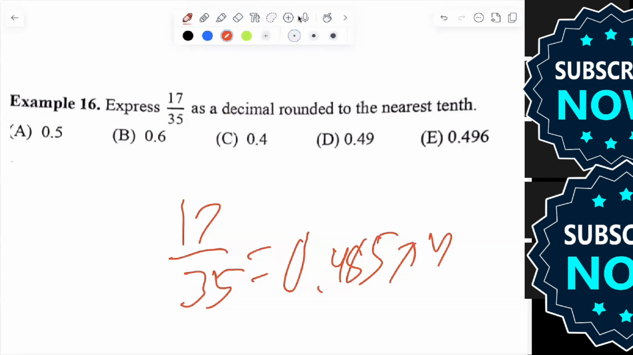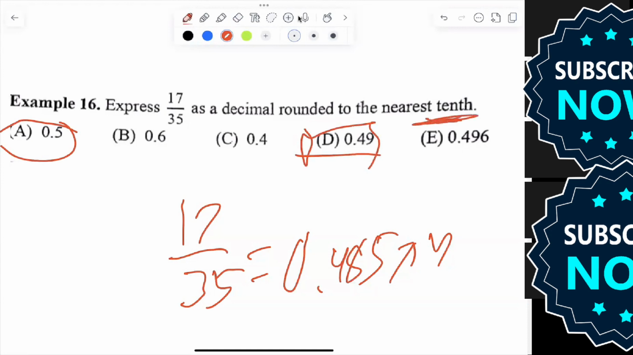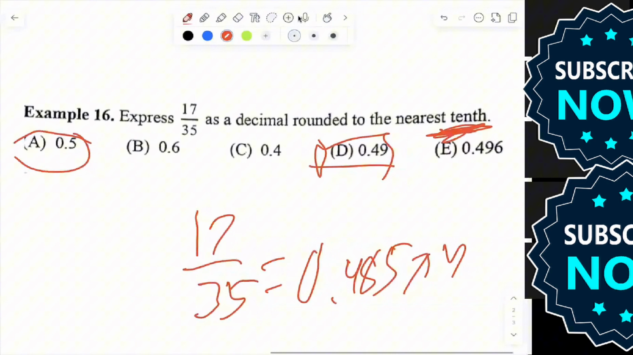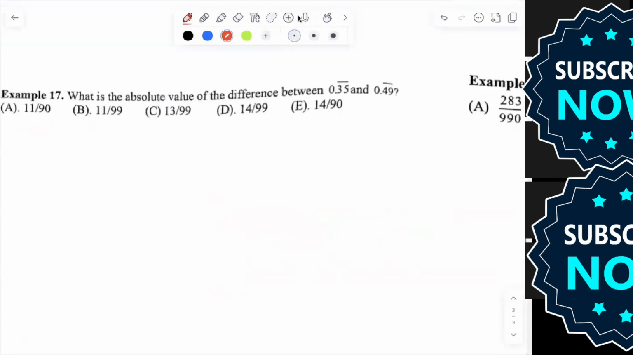So the answer is then A. It's not rounded to the nearest hundredth, remember? Read the question carefully. It says tenth. So it's going to be 0.5. Right? Let's move on to example 17.